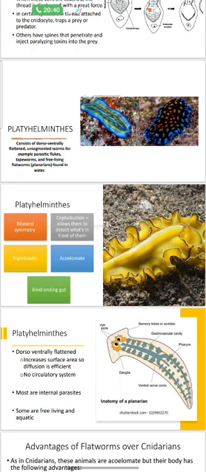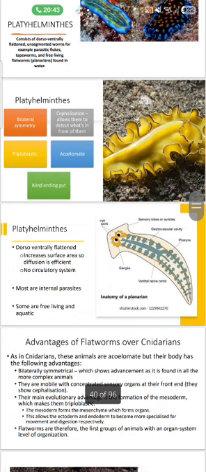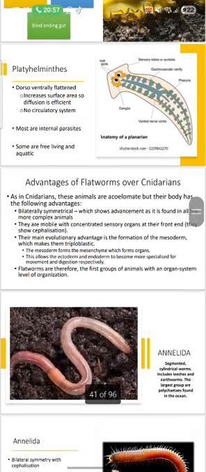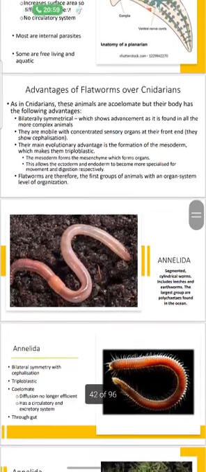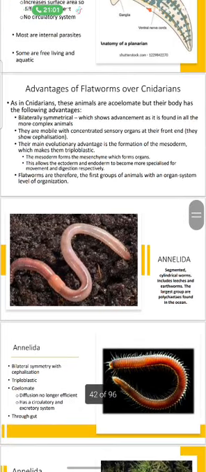Platyhelminthes are dorso-ventrally flattened, which increases surface area so diffusion is efficient, and there is no circulatory system. Most are internal parasites, and some are free living and aquatic. Then, advantages of flatworms over cnidarians. Like cnidarians, these animals are acoelomate, but their body has the following advantages.